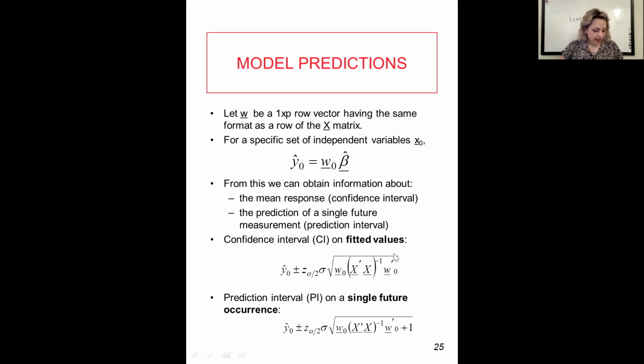So we would say that the confidence interval is inside the operating region that we have, but the prediction interval is always outside the operating region that we have.